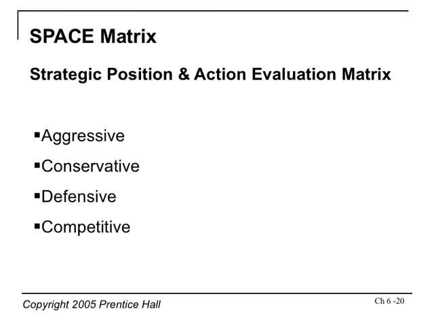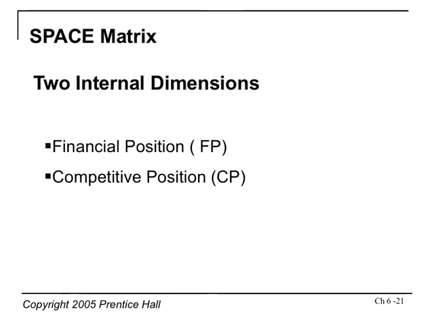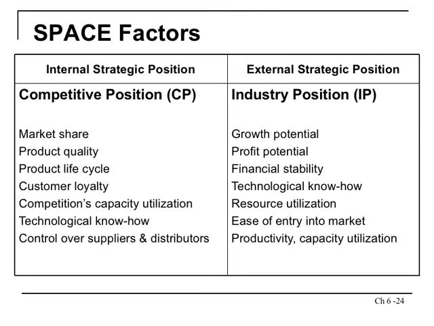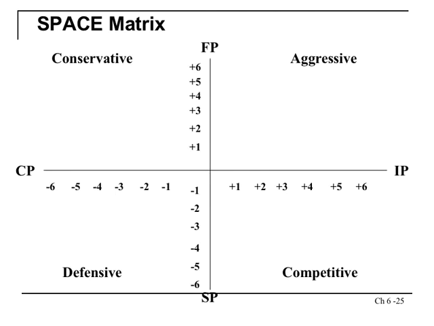So let me show you the matrix. So this is what you're going to get: a matrix like this. And it's going to have a company plotted. The company might be plotted here, right? Or the company might be plotted here, which is +2, -4, and it is in the competitive quadrant.